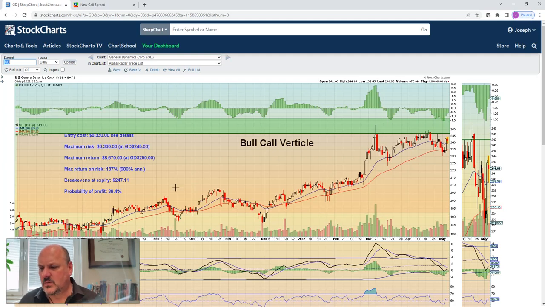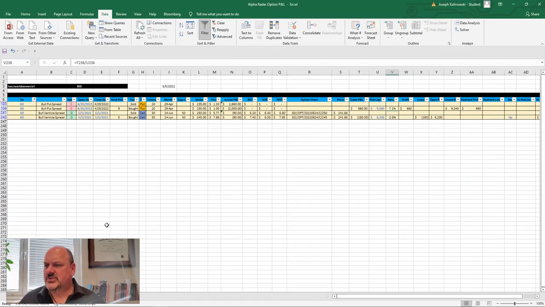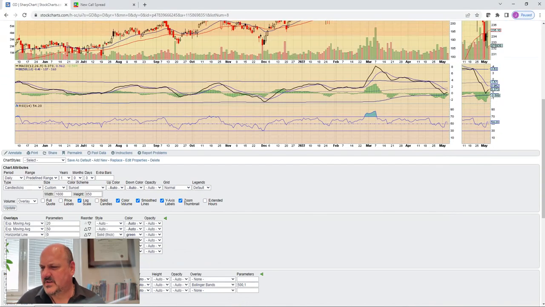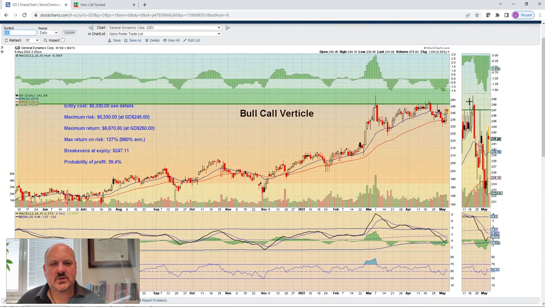So let's take a look at what we did with GD. I sold the June 24 calls, $250 strike price, for $5.77, and I bought the June 24 calls, $245 strike price, for $7.88. We're down a little bit in the trade, but I am anticipating that this thing is going to be trading north of, call it, 247 or so, relatively quickly.